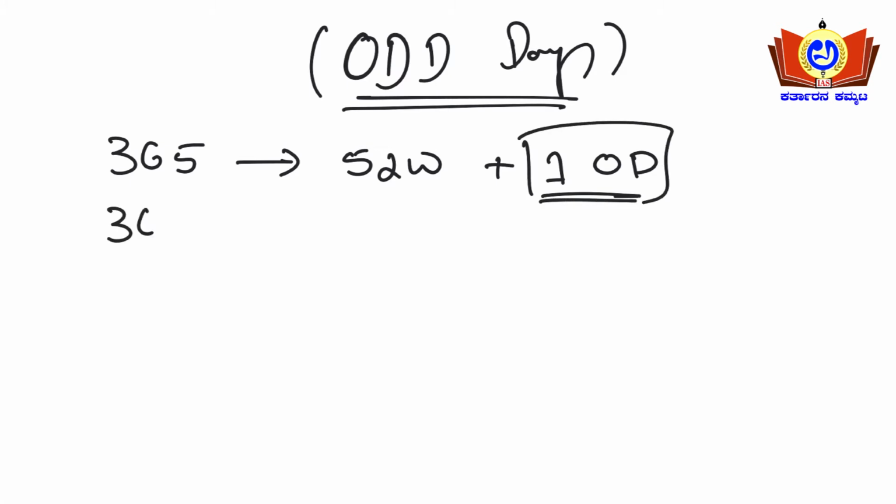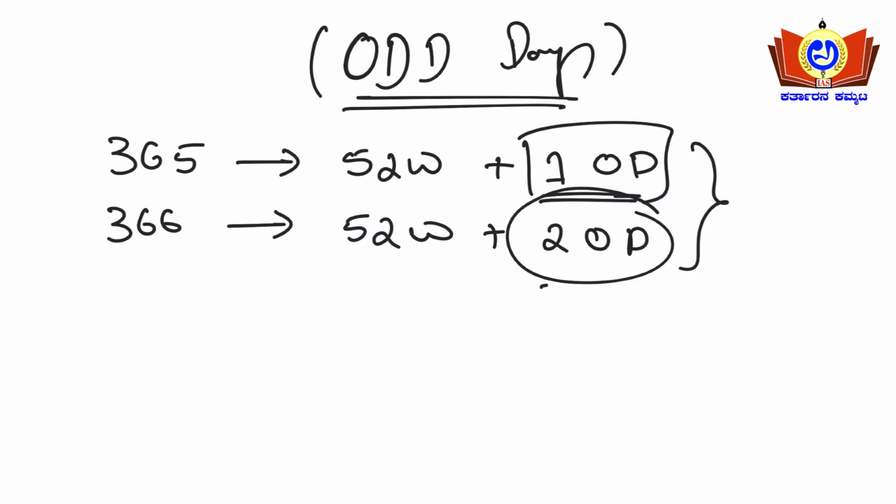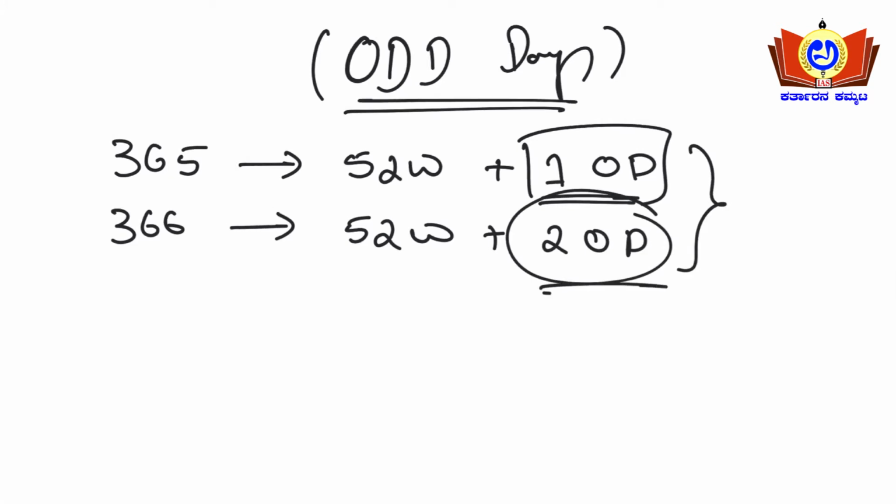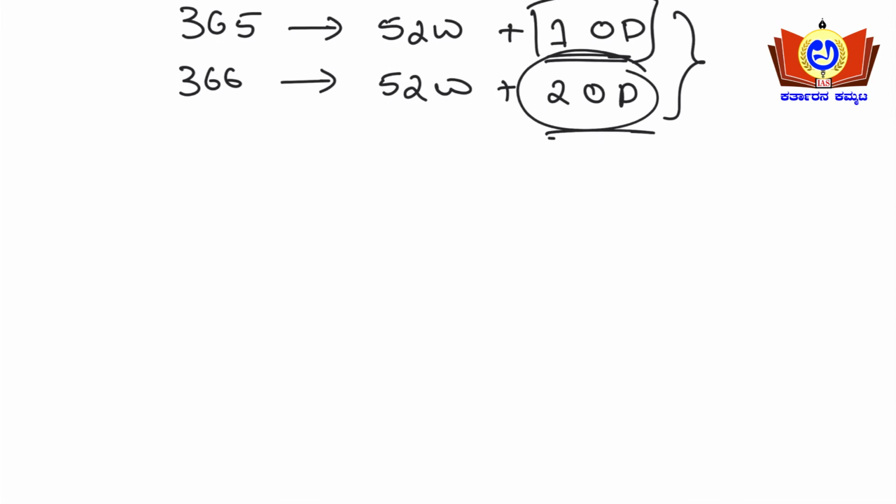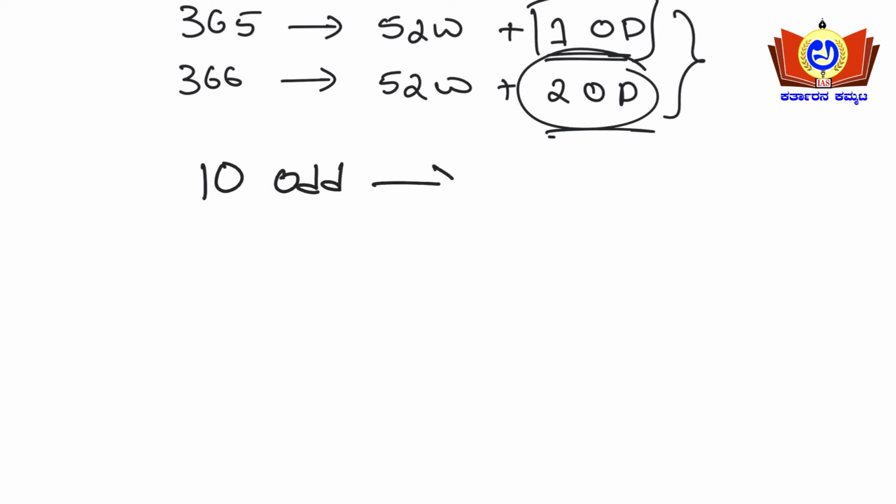So in a leap year 366 days are there, so 52 weeks plus 2 odd days. These are odd days. For example, in a problem, after calculating, I'll deal with how you will be solving the problem. If you encounter, at last in the solution, 10 odd days, if the solution comes as 10 odd days.